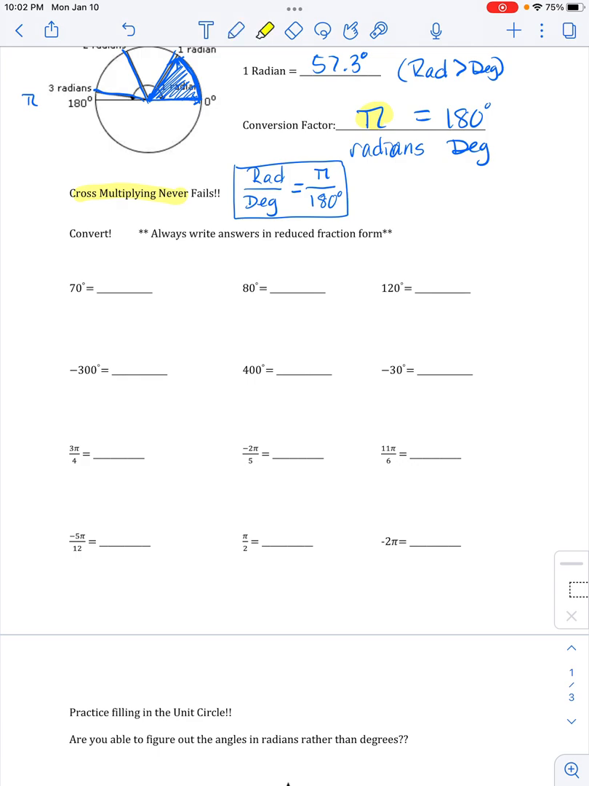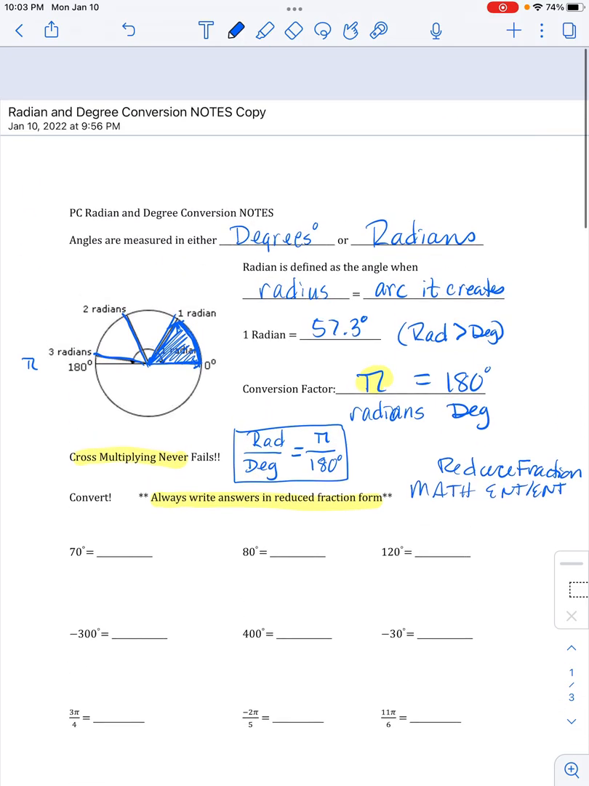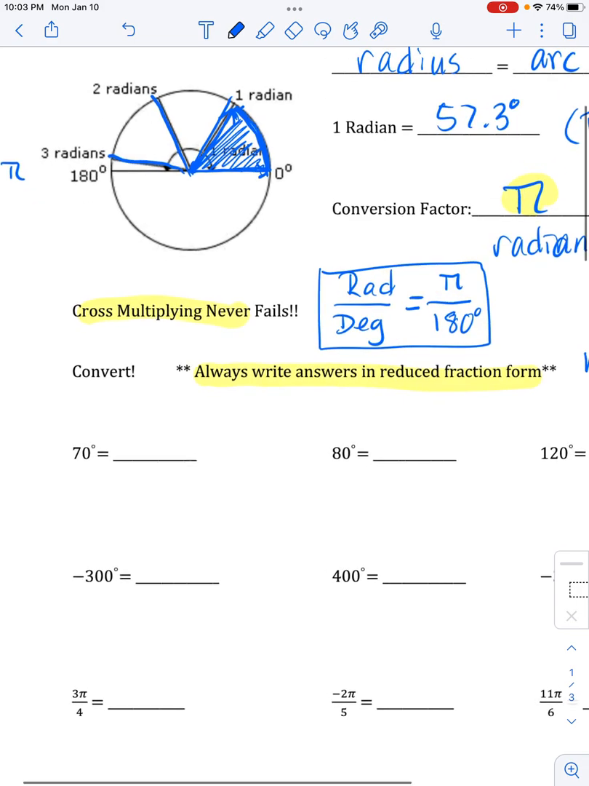Keep in mind that when you convert, you want your answers to be in reduced fraction form unless they come out as whole numbers. So if they're fractions of pi, which they typically are when you're changing them to radians, you just reduce the fraction, which if you remember, a super helpful way to do that is to hit math, enter on your calculator. That will reduce your fractions. So you don't have to sit there and think about what that is if I reduce it. So let's do the first one using that conversion.